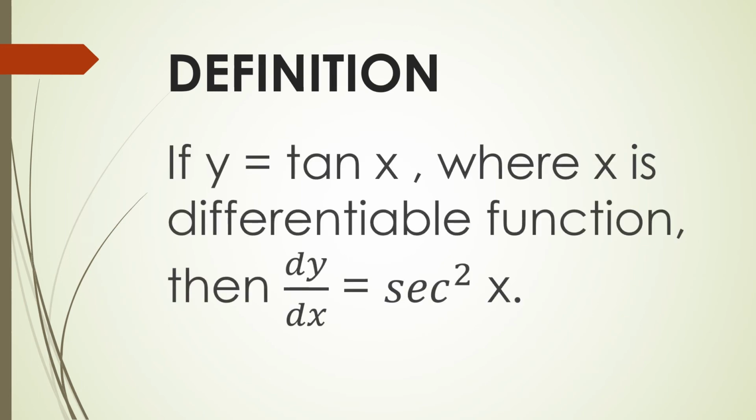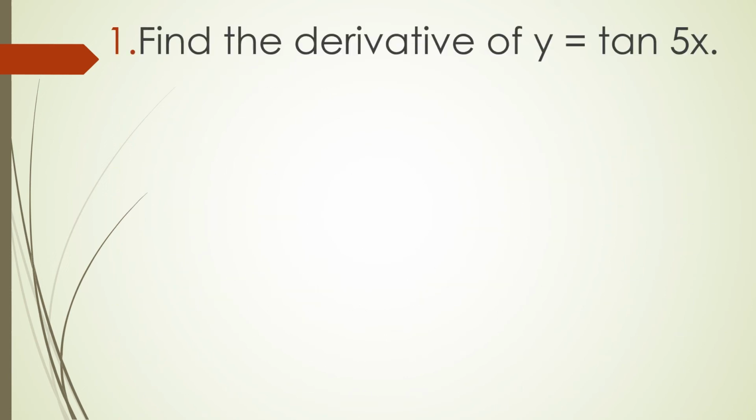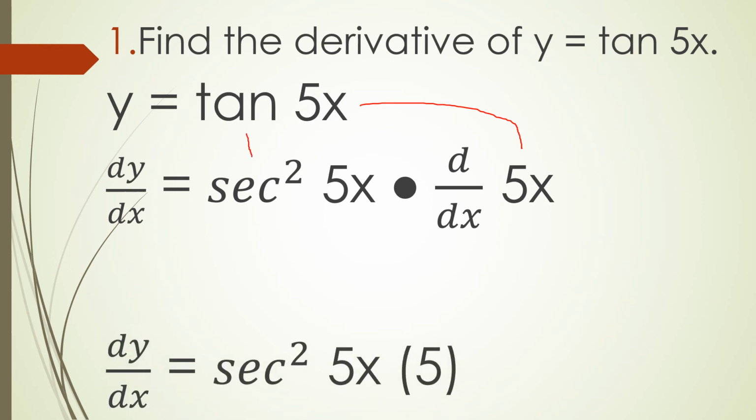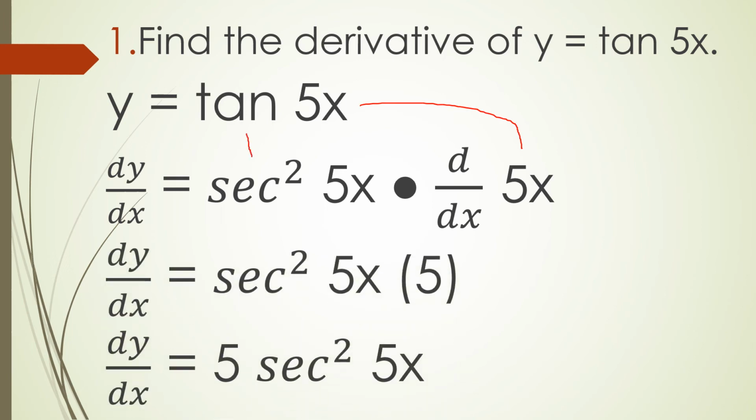Last one class will be the tangent. If y is equal to tangent x, where x is a differentiable function, therefore dy over dx is equal to secant squared x. Pero tayo be, find the derivative of y is equal to tangent 5x. Derivative of tangent, secant squared 5x. Derivative of 5x, ano derivative ni 5x? 5, correct. So, the final answer, 5 secant squared 5x.